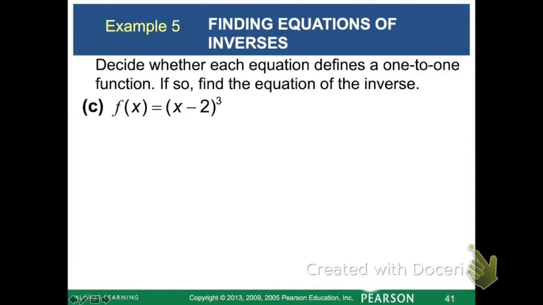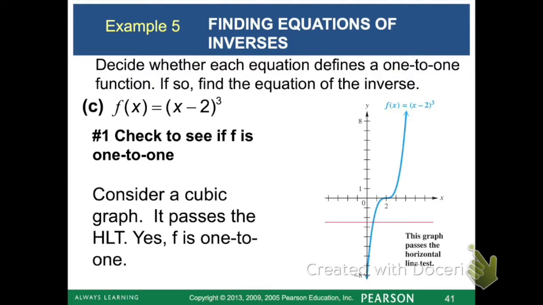Example 5, part C. We have f of x equals (x minus 2) cubed. So first we need to decide if this is a one-to-one function. Remember cubic functions, think about what that graph looks like and whether it passes the horizontal line test or not. Hopefully you said yes. All cubic functions are going to pass our horizontal line test because they are always either increasing or decreasing.